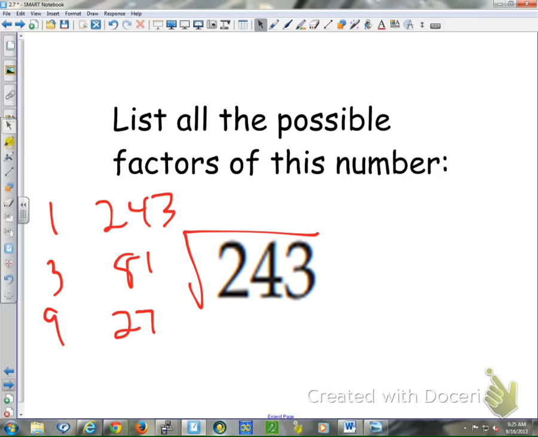So what you have to do is look at all your factors. Now, you're not going to have to factor every problem. We're looking for the square root of this number, so we're looking for a number that divides into it that is a perfect square. Does anybody see a perfect square in this list? Yeah, there's actually 2.